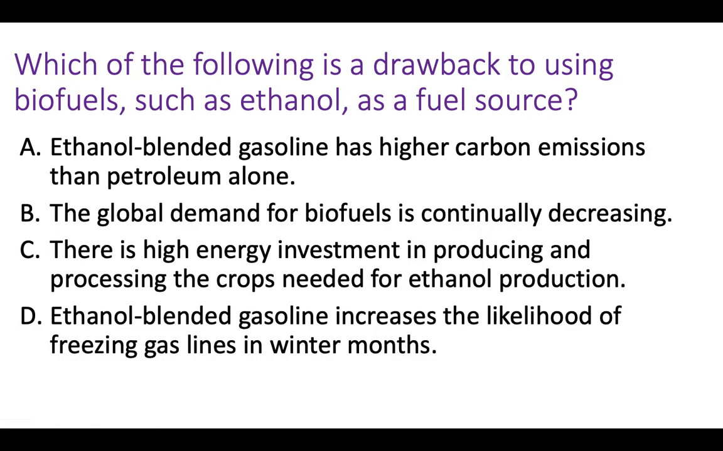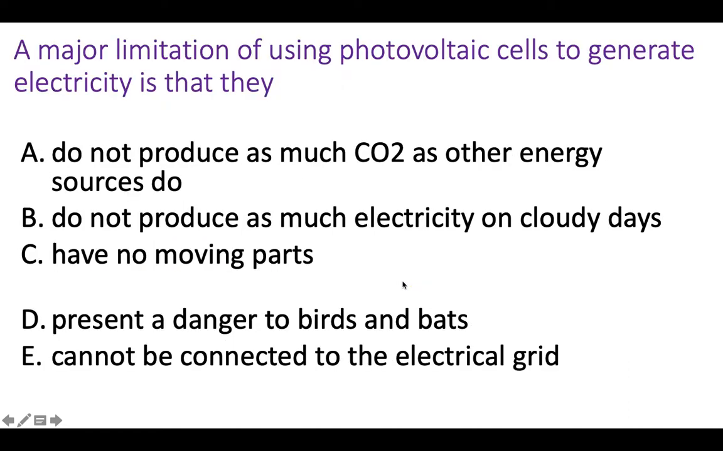Let's try this next one. Which of the following is a drawback to using biofuels such as ethanol as a fuel source? C, that's correct. The energy return on investment is low, which means that you have to put a lot of energy in to produce and process the food or the fuel, which reduces the output ultimately.